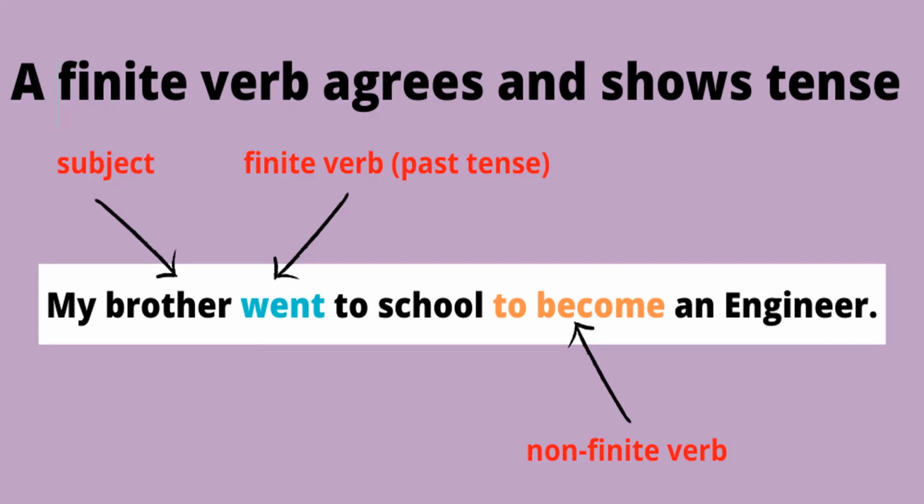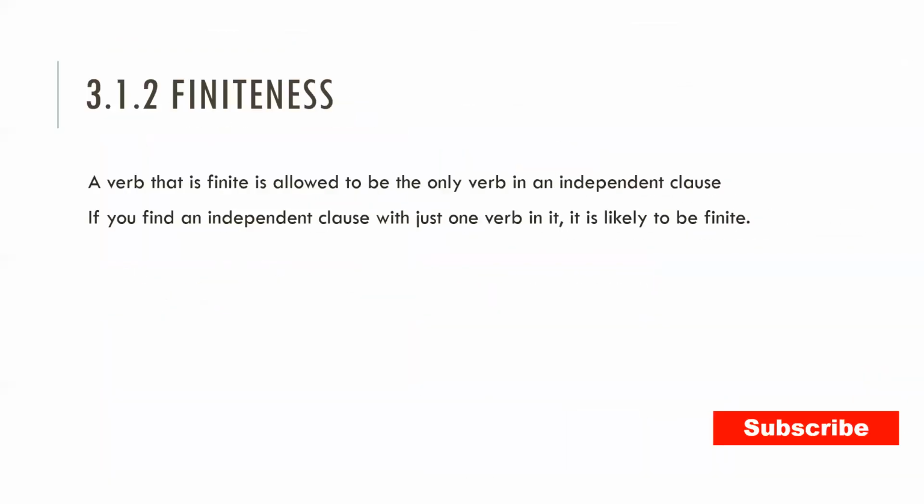If you are actually looking at the sentence, if the form of the verb has been changed, then that verb is the finite verb. If the verb is not changing its form in this sentence, like for example, to become an engineer, here to become is a non-finite verb. All right. I hope that this is very, very clear to you now. So let us move forward.